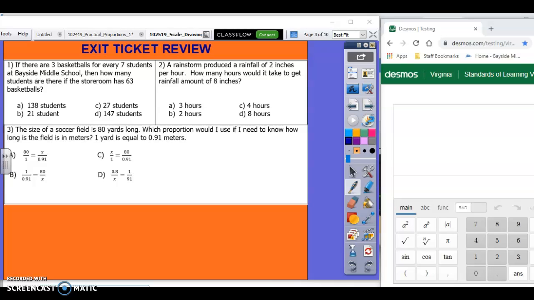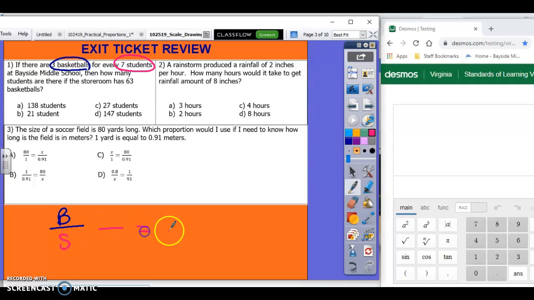So the first question says, if there are 3 basketballs for every 7 students at Bayside Middle School, then how many students are there if the storeroom has 63 basketballs? So remember, we're going to use 2 different colors. I'm going to use one color for basketballs, and I'm going to write a B for basketballs. And then I'm going to use pink for students, so I'm just going to put an S for students.